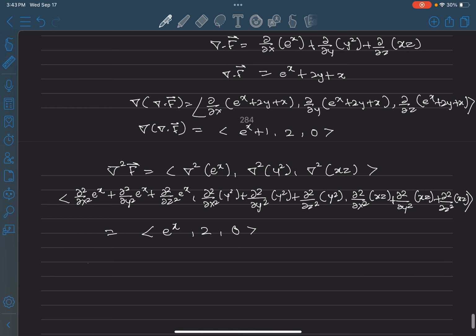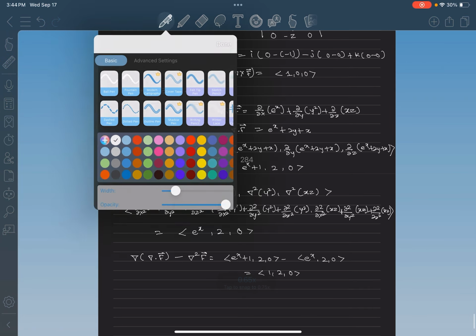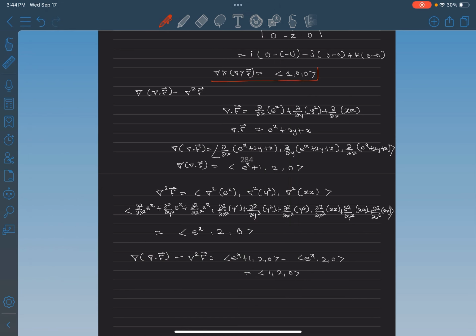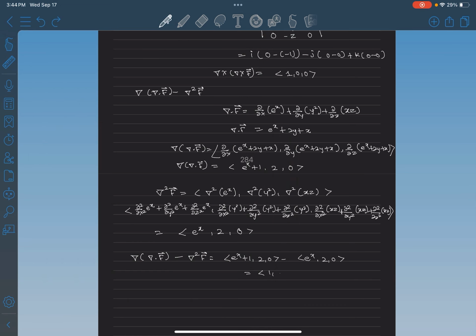Now if you take this difference, this is ∇(∇·f) − ∇²f, this is just (e^x + 1, 2, 0) minus (e^x, 2, 0). So that's just (1, 0, 0). So you see, it actually matches, no? Oh wait. Okay, I did the wrong difference. It should have been 0. I'm sorry. This is (0, 0, 0).